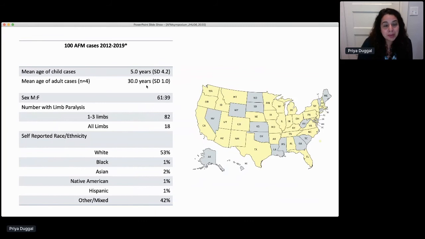You can see from the map on the right, we represent a good portion of the United States. And we have a variety of limb paralysis involvement, from full limb paralysis to 1 limb or up to 3 limbs. And the self-reported race ethnicity of individuals does vary. It does seem at first that we have a majority of individuals who are self-reported white, but I will say that actually 42% of our population consider themselves other or mixed.